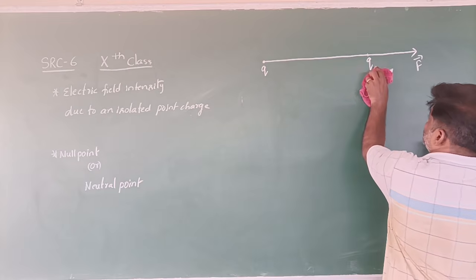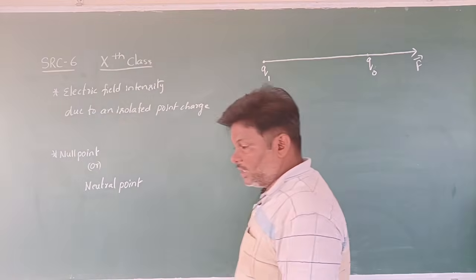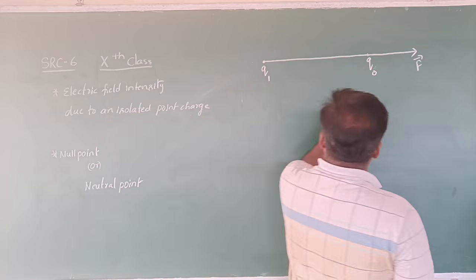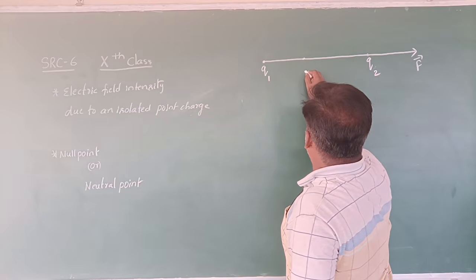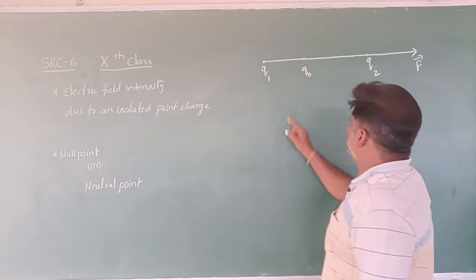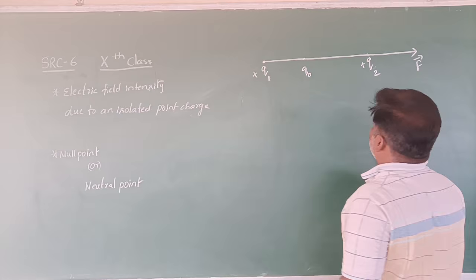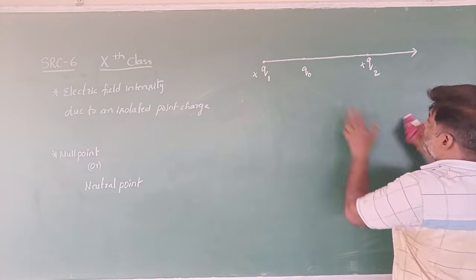Can I take this as Q1 and Q0? This is Q1 and this is Q0. Now, if I introduce a charge between these two, in order Q1, Q2, and this is the third charge located here, this is the test charge Q0. These two are positive charges, plus and plus. Observe carefully what is going to happen here.